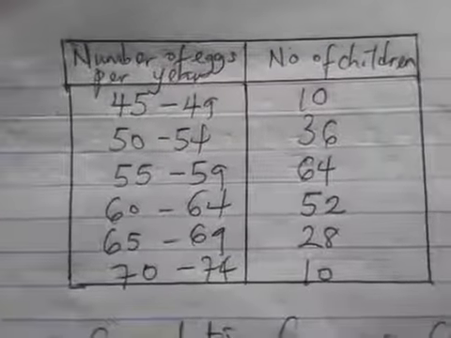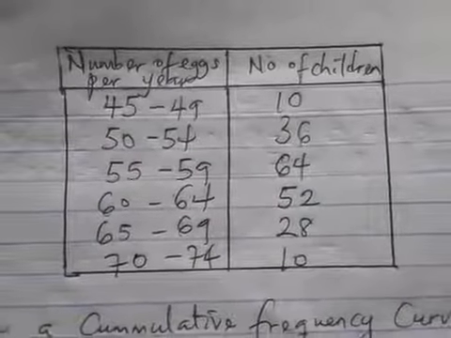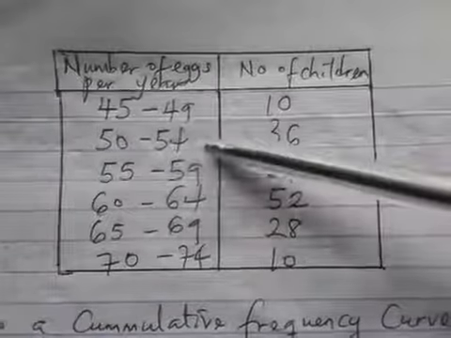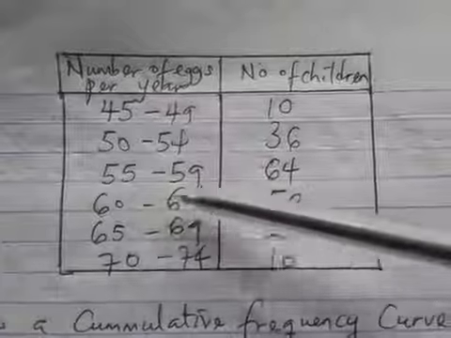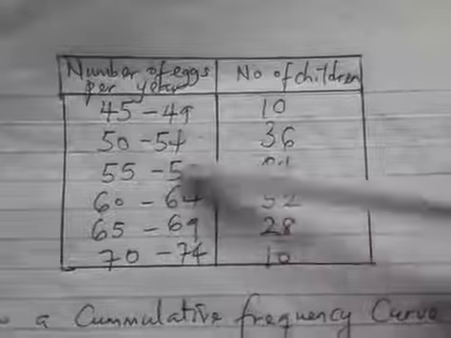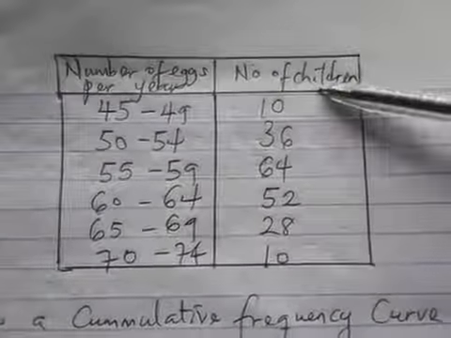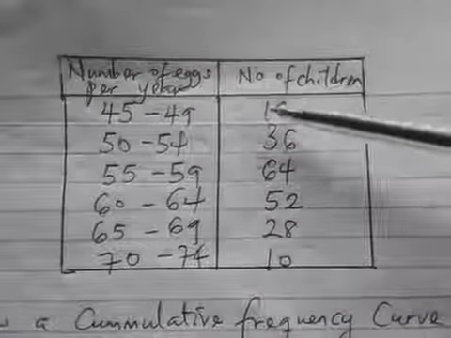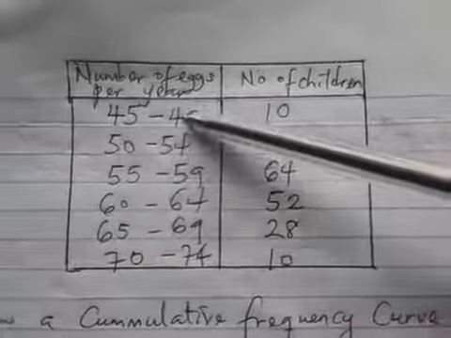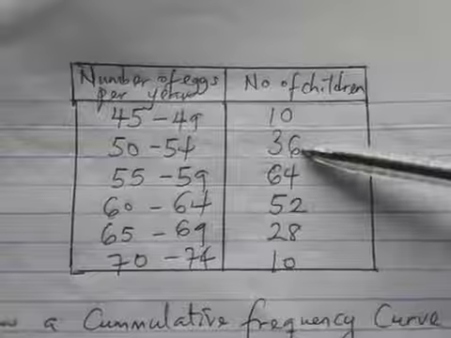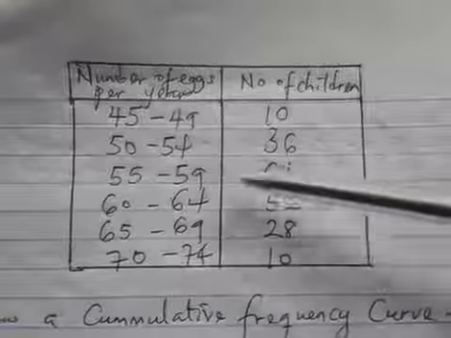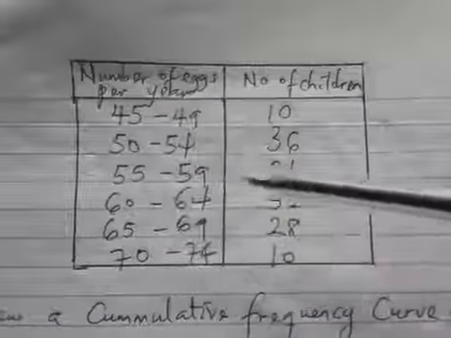They've given us the number of eggs per year. These are the class intervals: 45 to 49, 50 to 54, 55 to 59, 60 to 64, 65 to 69, and 70 to 74. And then the number of children. Are you looking at it? So we have 10 children within the class interval 45 to 49, 36 between 50 to 54, 64 within 55 to 59, and so on and so forth.